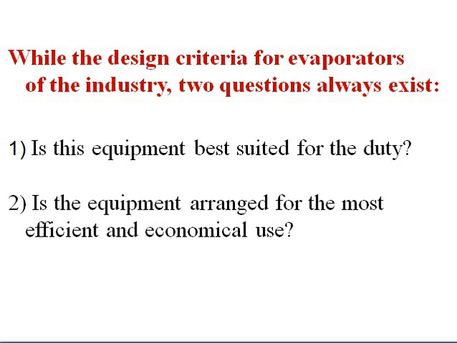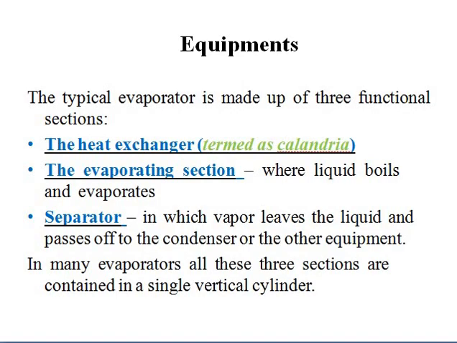Next we come to the equipment design. The typical evaporator is made up of three functional sections. So what are these three functional sections? First one is the heat exchanger, also called the calandria. Second one is the evaporating section, where the liquid boils and evaporates. Now the third one is the separator. In this separator we separate the liquid as well as the vapors from our food product.